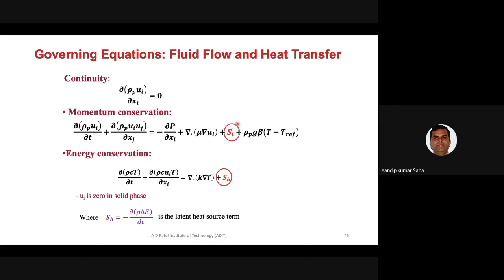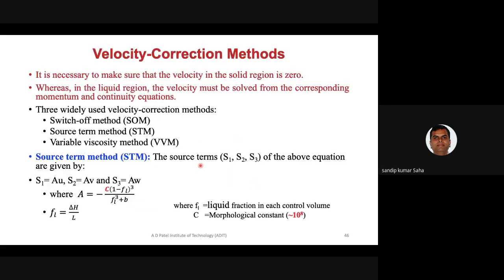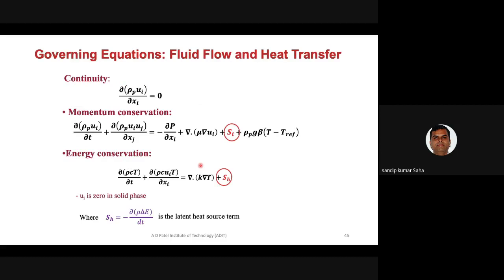Now see these two terms, SI and SH, in the momentum conservation equation and energy equation. This source term in the momentum equation basically tackles the melting front, whereas this SH, which I just showed you, minus del rho delta H by delta T, is the source term which takes care of the phase change. So how should I model this? SH I have already shown you how to model, so there is nothing different.